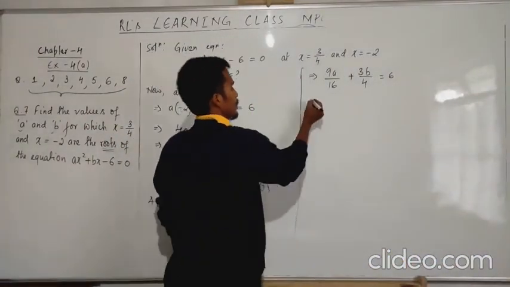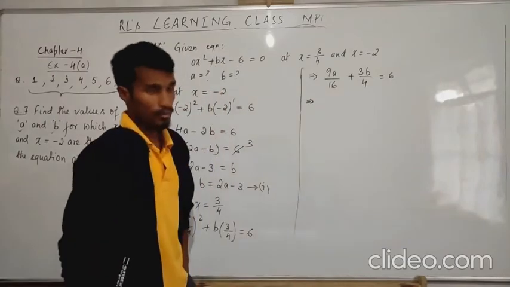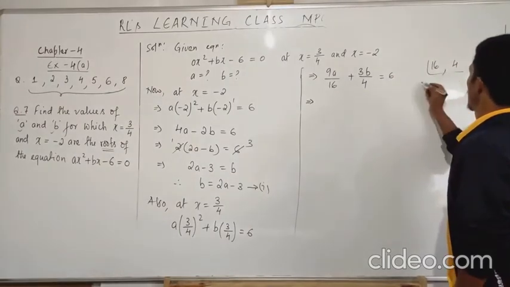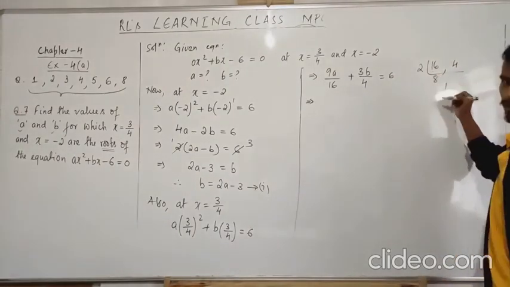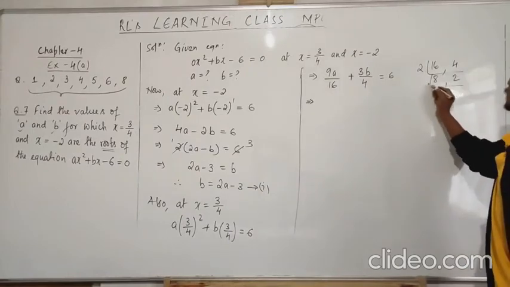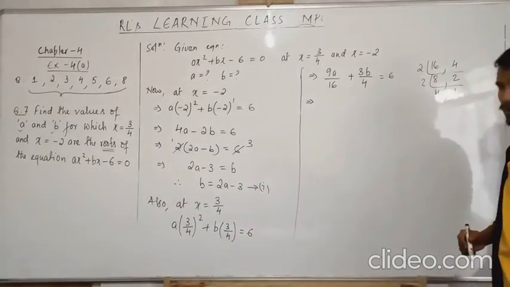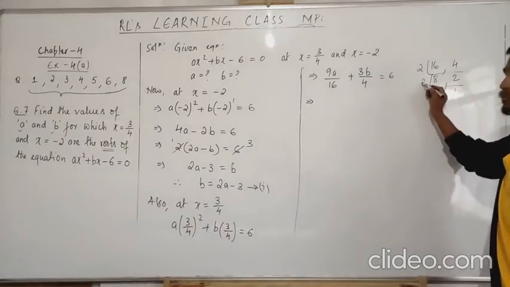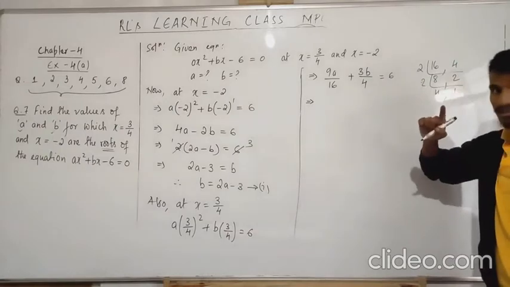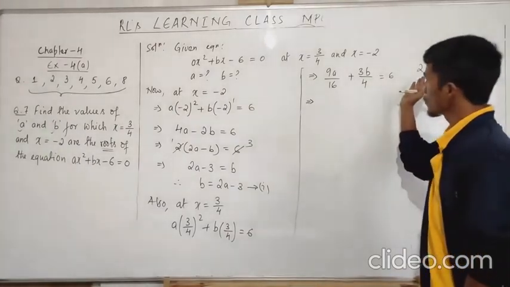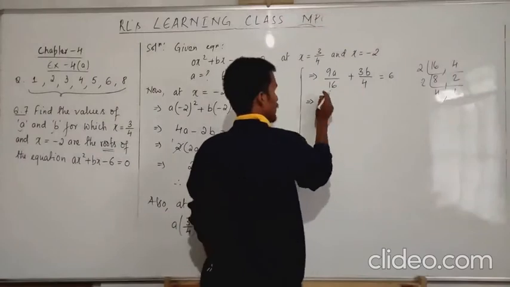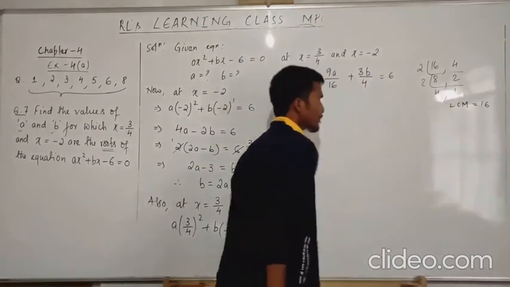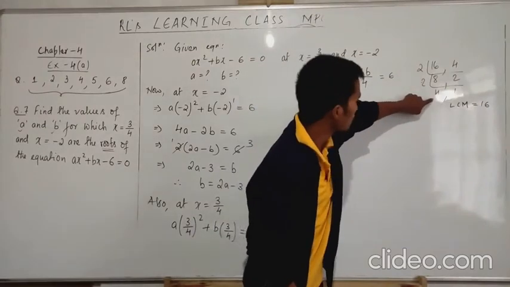And here, what do you have to do? We'll find the LCM. 16, 4. Now 2 into 8, then 2 into 2, then 2 into 4, then 2 into 1. Then what is the LCM here? 2 into 2, 4, and 4 into 4, 16. 16 is the LCM. Then I'm multiplying throughout by 16. So here the LCM is equal to 16.